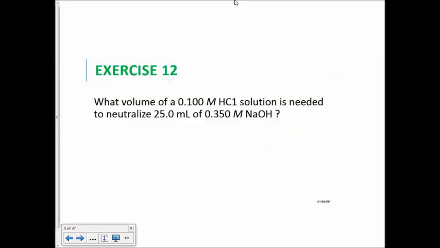So what volume of a 0.1 molar HCl solution is needed to neutralize 25 milliliters of 0.35 molar sodium hydroxide? I know that looks like a 1, it's supposed to be an L. So what should I do here first? Write out the reaction, right? Let's look at the reaction.